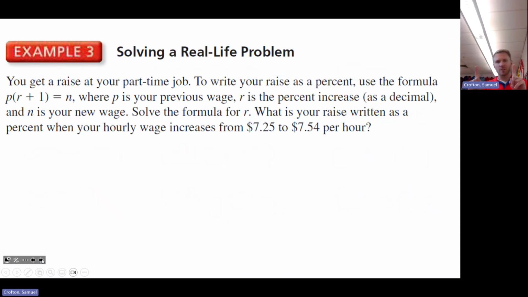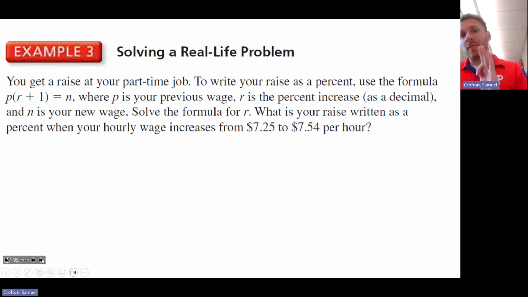All right, we're going to do one more together here. Then I've got a couple kind of like this for you to try out. This one that we're going to do together is a little bit different. So here's a situation. You get a raise at your part-time job. To write your raise as a percent, use the formula given, where P is your previous wage, R is the percent increase as a decimal, and N is your new wage. So you have 3 variables here.